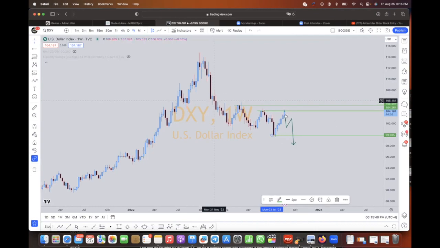All right. So that's scenario one. Scenario two is that it breaks it, right? If it breaks it here, now this is where we have our change of character and break of structure. It breaks it, boom, waiting for that retest, boom, market structure, y'all. This is market structure 101 right here.